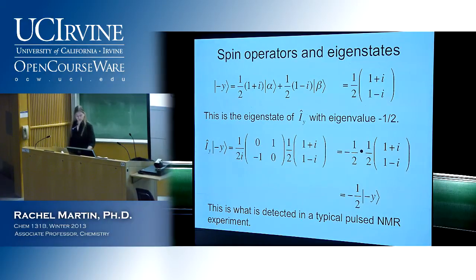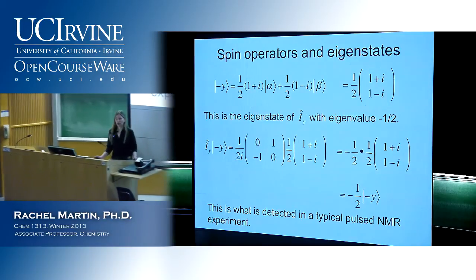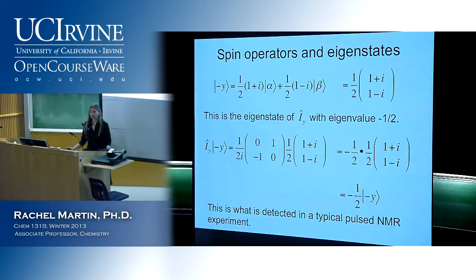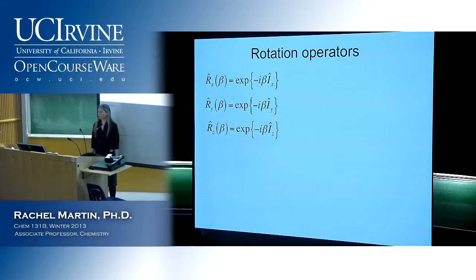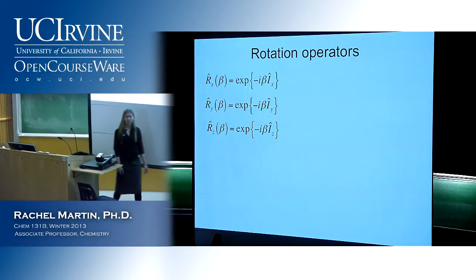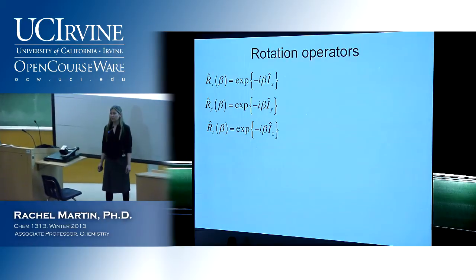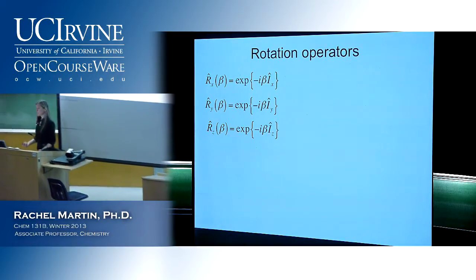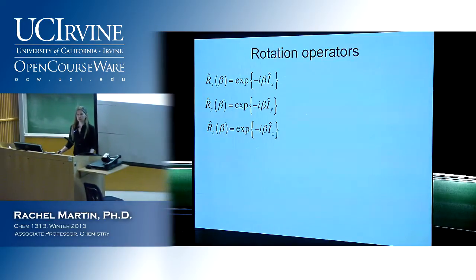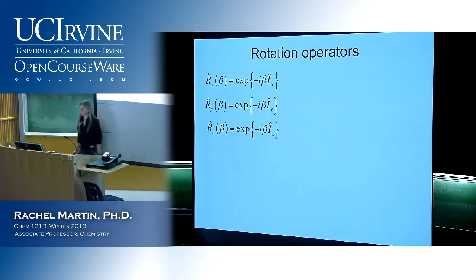OK, so I'm going to show you how to operate some of these things on our spin states and look at what a realistic NMR experiment does. So here are our rotation operators for Rx, Ry, and Rz. And this is rotating about the x, y, or z axes by some angle beta. And when we get into this, it should look familiar because they're the same as the rotation matrices that we've been making for rotating some physical object about an axis.